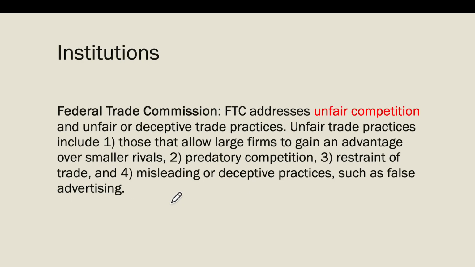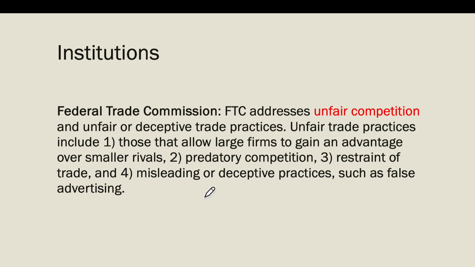Now, when we talk about institutions, there are some institutions that can regulate purchasing or purchasing related decisions. Federal Trade Commission (FTC) is perhaps the most important institution that has a role in this one. And FTC addresses unfair competition and unfair or deceptive trade practices. So the Federal Trade Commission makes sure that rights of consumers are protected. Unfair trade practices include those that allow large firms to gain an advantage over smaller rivals, predatory competition, restraint of trade, and misleading or deceptive practices.